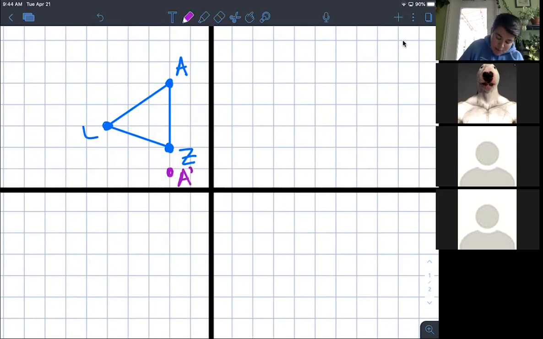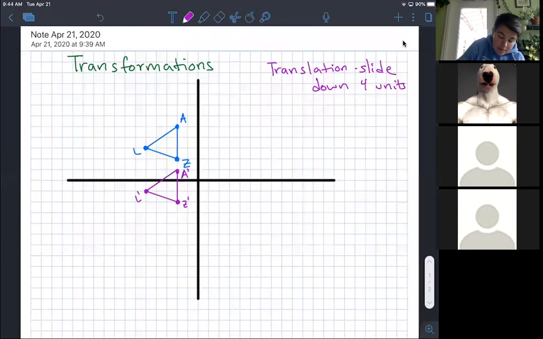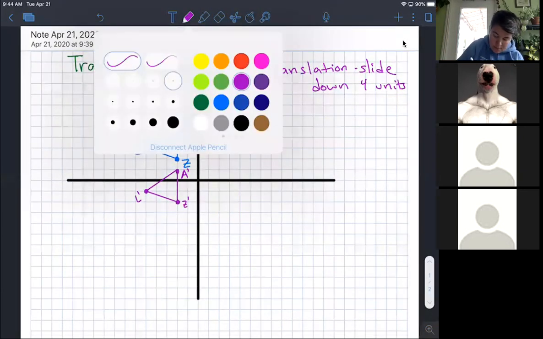Then I'm going to do the same thing with Z. I'm going to go 4 points, so there's my new Z down there, and that's going to be called Z prime. Same thing with L. That's going to go right there, and that's L prime. Then, y'all, I can just connect those points, and holy cow, that is my new triangle. The whole thing slid down 4 units. So that's a translation, right? Simple.